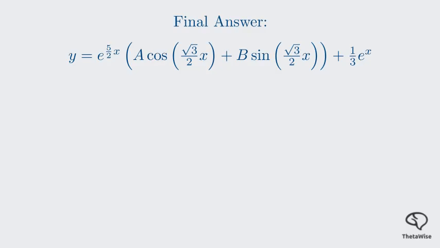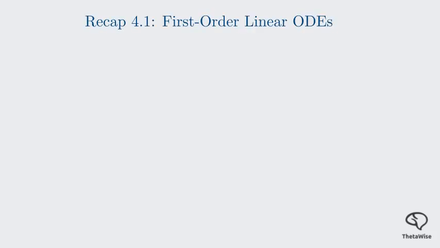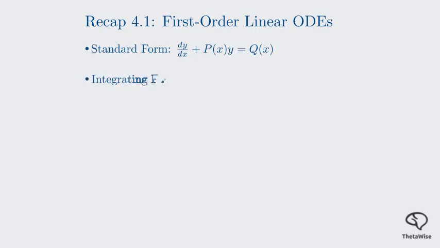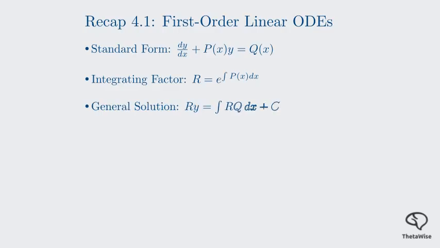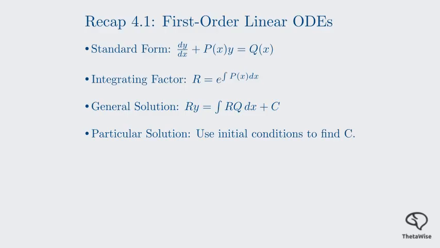You have now seen the full process of solving a second-order linear non-homogeneous differential equation with constant coefficients. We've covered a lot today. Let's do a quick recap. In question 4.1, we solved a first-order linear differential equation. We achieved this by first putting it into standard form, then finding an integrating factor to simplify the equation, and finally integrating to find the general solution. The condition y equals 3 at x equals pi over 4 allowed us to find the specific constant of integration and write the particular solution.